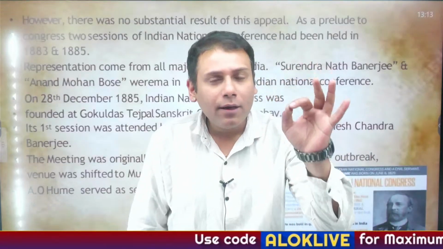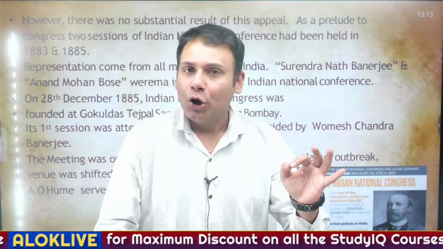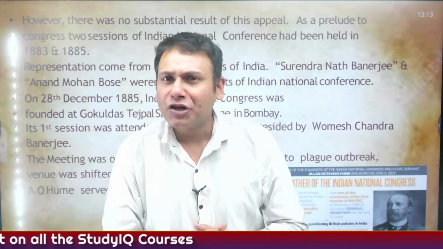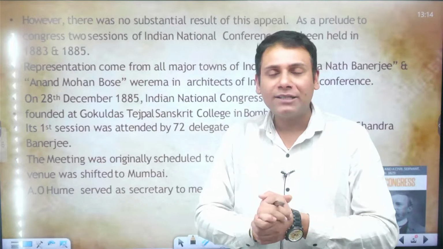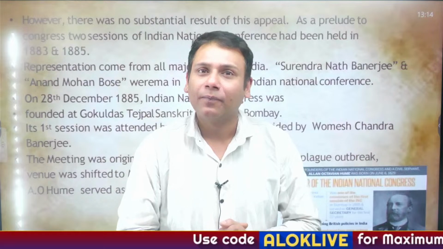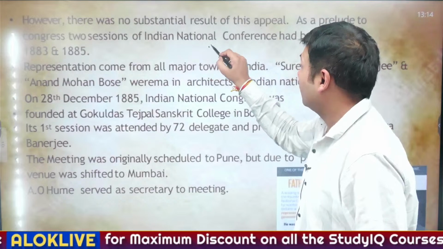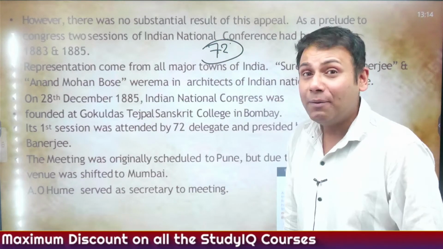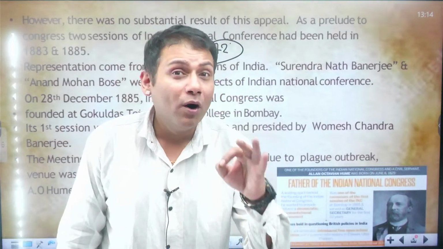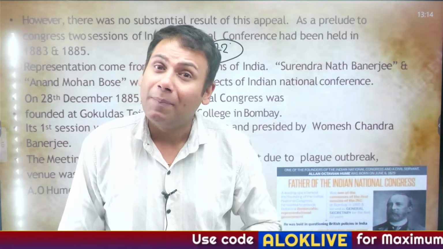Finally, on 28th December 1885, I repeat, 28th December 1885, the Indian National Congress was formed at a place called Gokuldas Tejpal Sanskrit College in Bombay. Correct? And the first session of the Indian National Congress was presided over by Womesh Chandra Banerjee and attended by 72 delegates. The number of delegates was 72. It was held at Bombay, presided over by Womesh Chandra Banerjee.